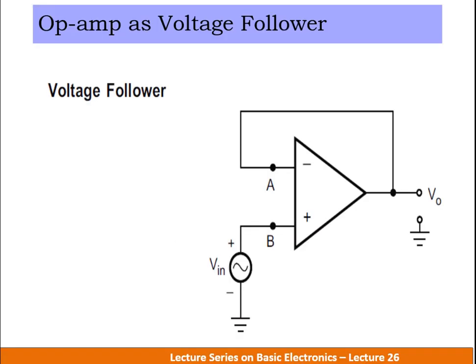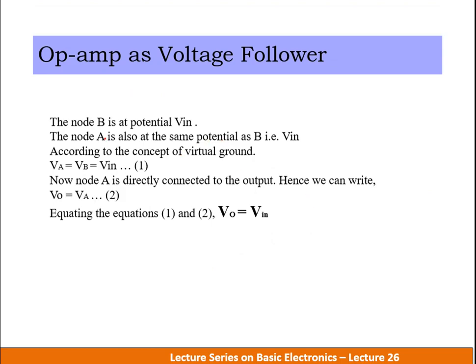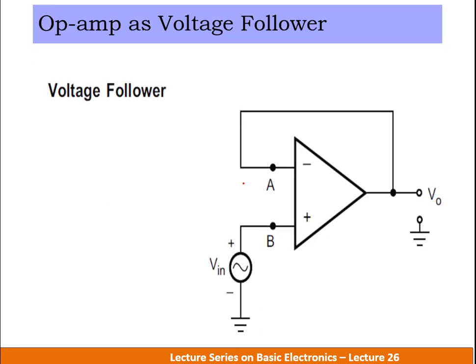We'll move to the next application of an op-amp, that is op-amp as a voltage follower. This is the circuit diagram of op-amp as a voltage follower. The non-inverting terminal of the op-amp is applied with the sinusoidal input signal Vin, and VO is the output voltage. There is a direct feedback connection without any component from the output to the inverting terminal of the op-amp. Here in the voltage follower, the node B is at potential Vin.